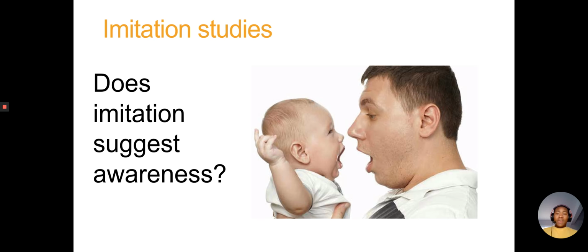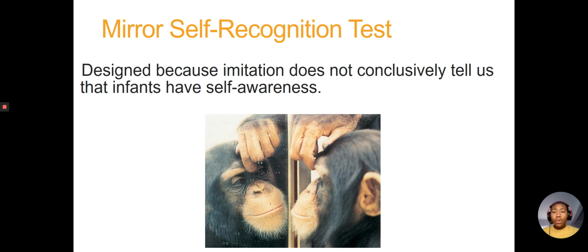The question that we have to think about is, does imitation suggest awareness? Right? Does the act of repeating what you see show that you are aware of yourself? And that's where we get to this next step in those studies. So the mirror self-recognition test, you can see this monkey here who is poking around at their center spot there. These tests were designed because imitation does not conclusively say that yes, infants have self-awareness. Just their ability to imitate did not necessarily mean that they were completely self-aware. And so what scientists developed was the mirror self-recognition test.